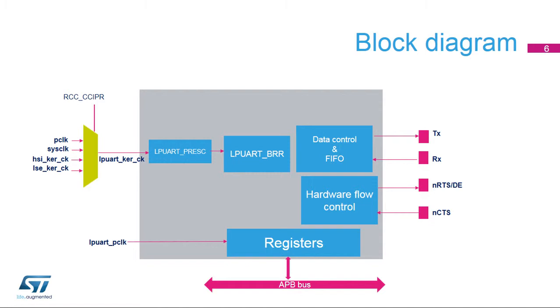TX and RX pins are used for data transmission and reception. Pins NCTS and NRTS are used for RS-232 hardware flow control. The driver enable or DE signal, which is available on the same I/O as NRTS, is used in RS-485 mode.